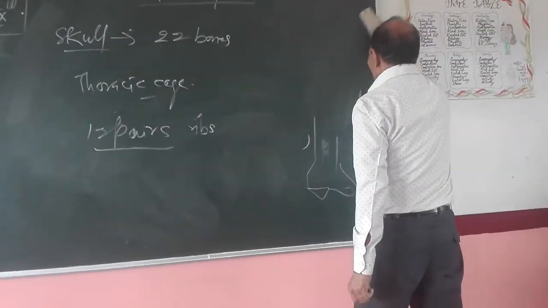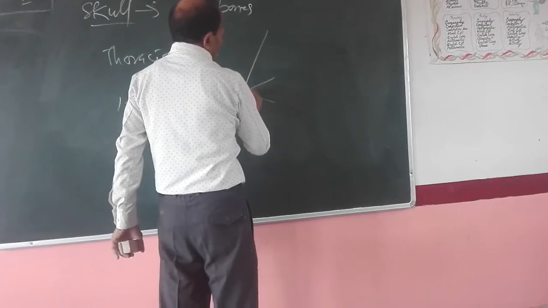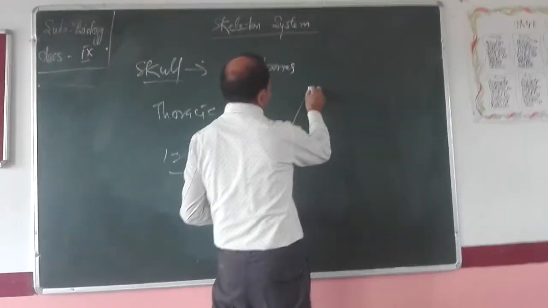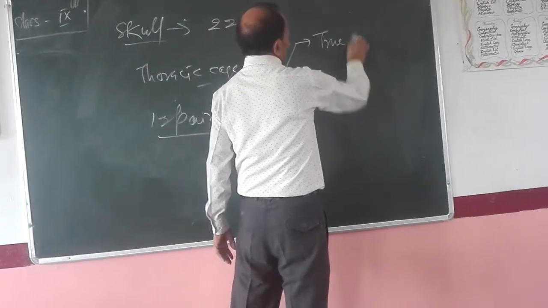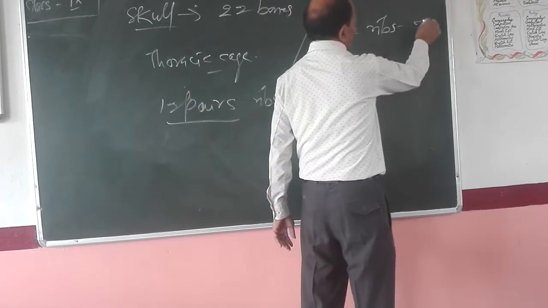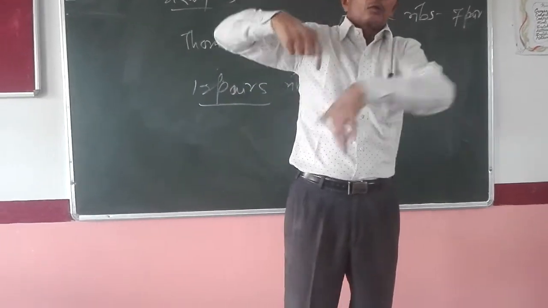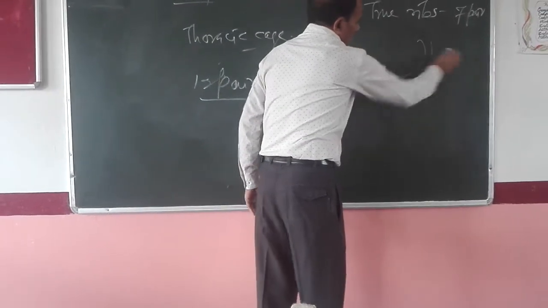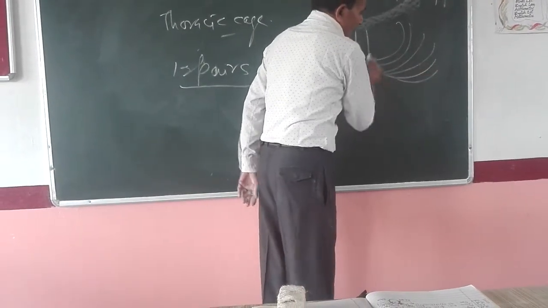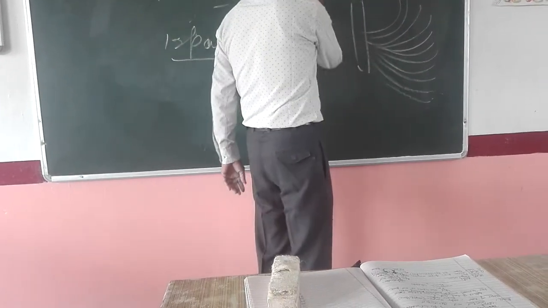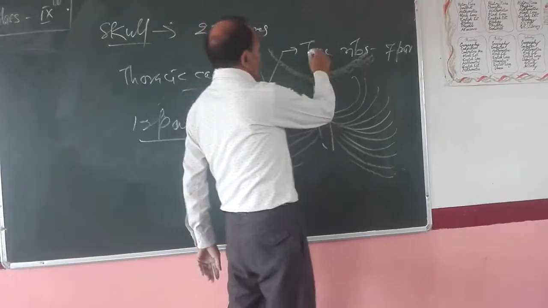Out of these 12 pairs of ribs, the ribs are divided into different groups. The first group is known as true ribs. The first 7 pairs of ribs, starting from the upside: first one, second one, third one, fourth one. This one is our sternum, formed by joining of 2 collarbones. So the first 7 pairs of ribs, after rising from the backbone, come in front and join to the sternum. Since they join to the sternum directly, these are known as true ribs.